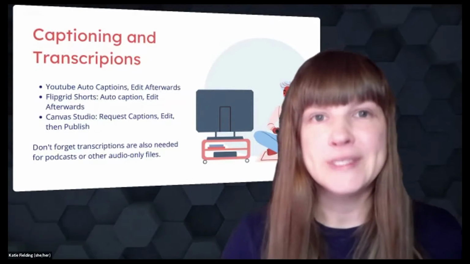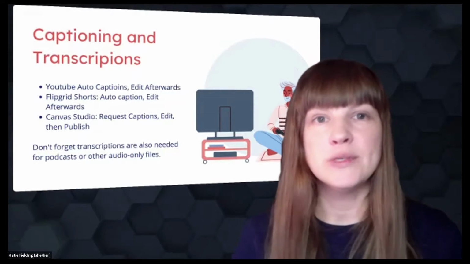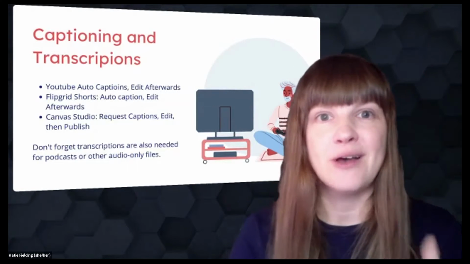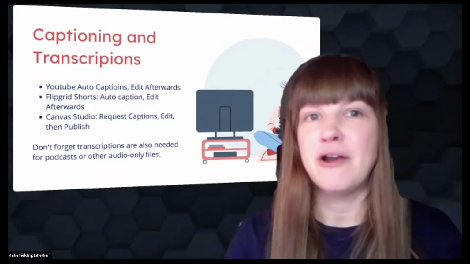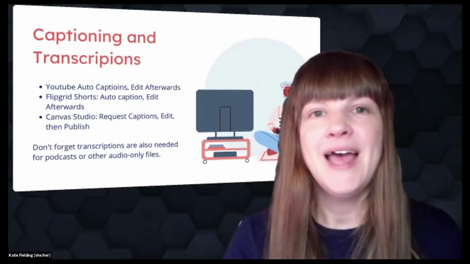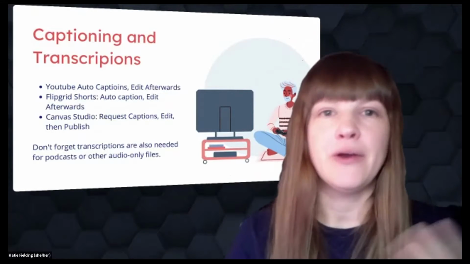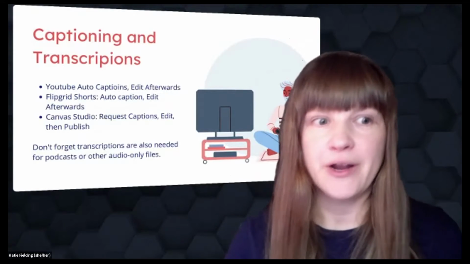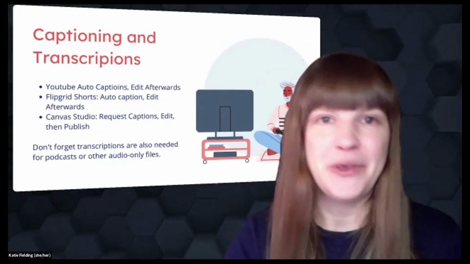If you use tools like YouTube, Flipgrid Shorts, Canvas Studio, all of those tools can auto-generate captions, which is awesome. But you do need to go back and check for their accuracy. They are not going to be 100% accurate, and that can be just as hard as having no captions at all. So make sure that your captions, after they're auto-generated, are accurate. And there are some videos in my resources showing you how to do that.